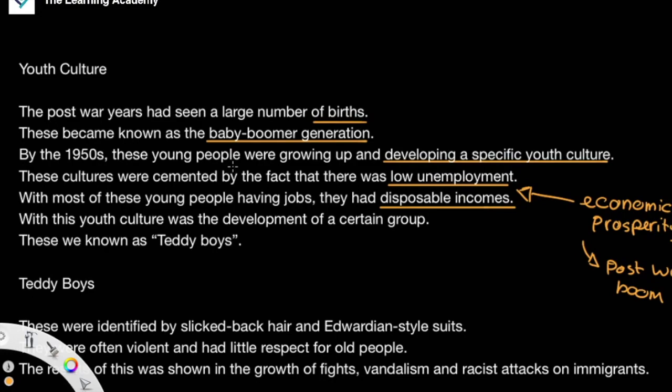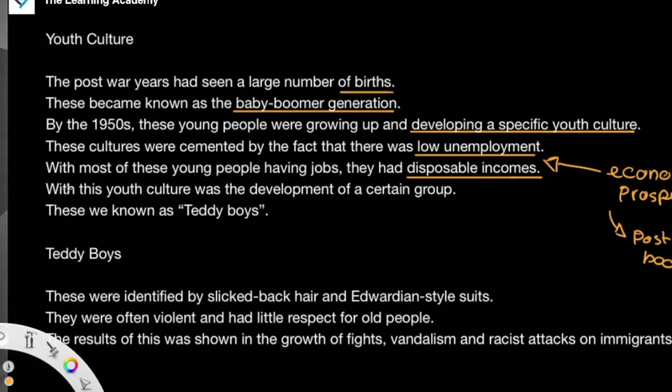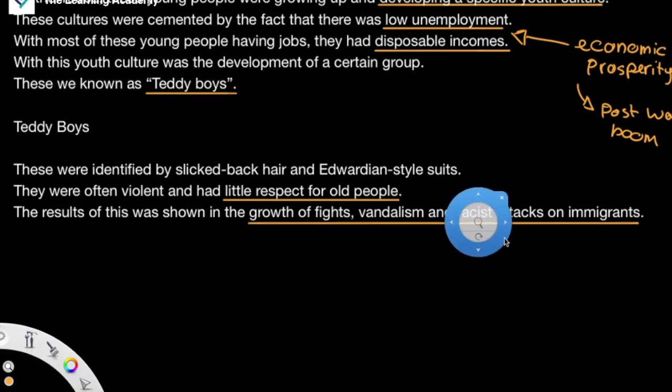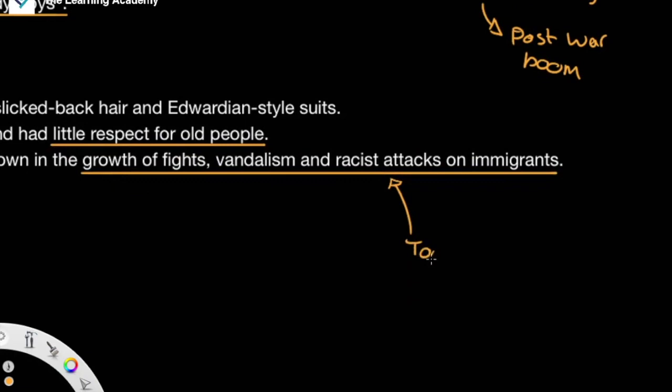With this youth culture came groups known as Teddy Boys. These were identified by their slick black hair and their Edwardian style suits. They were often violent and had very little respect for elder people. The results of this show in an increase in vice, vandalism and racial attacks on immigrants. So youth culture also had a racial factor.